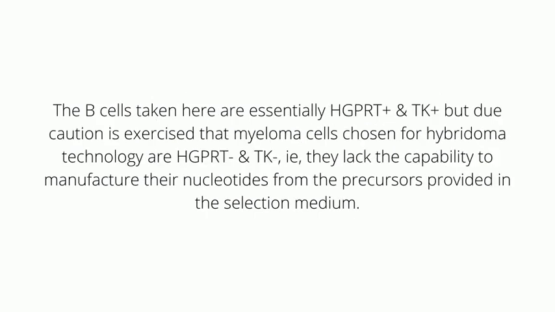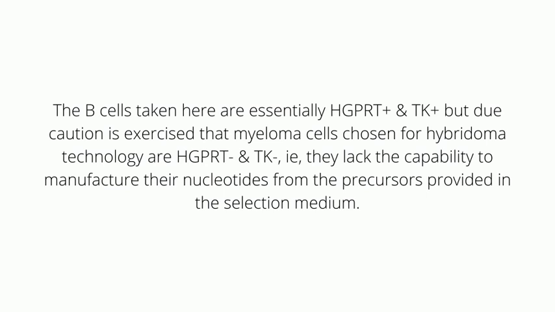The B cells taken here are essentially HGPRT plus and TK plus, but due caution is exercised that myeloma cells chosen for hybridoma technology are essentially HGPRT minus and TK minus, that is, they lack the capability to manufacture their nucleotides from the precursors provided in the selection medium.